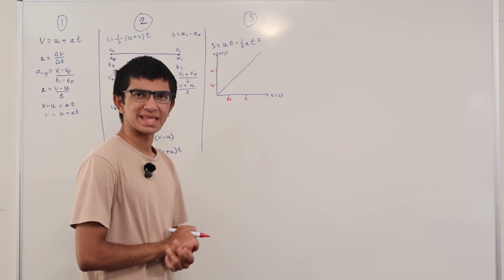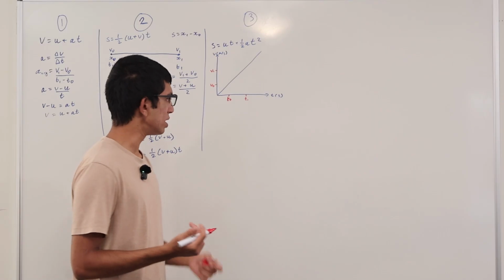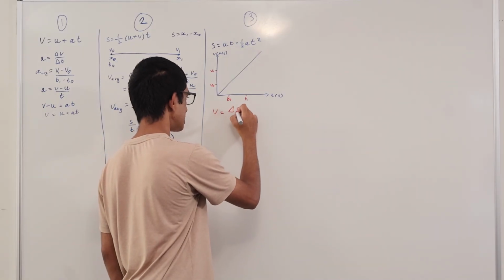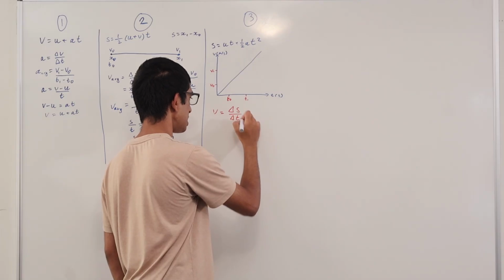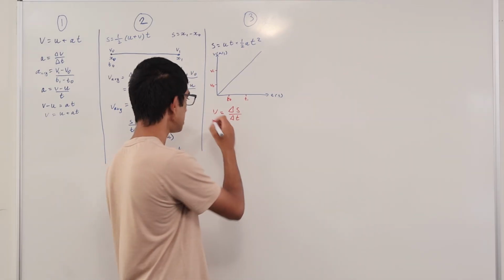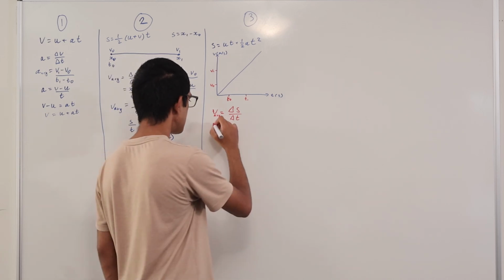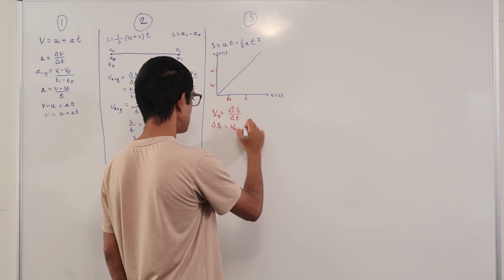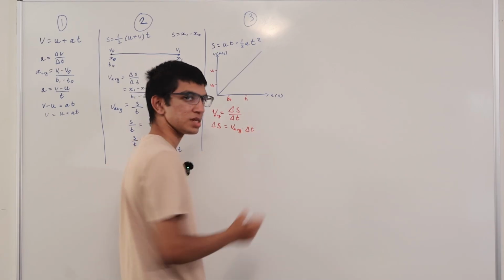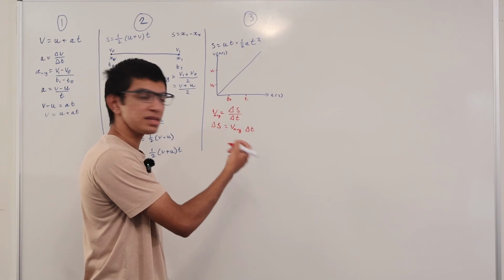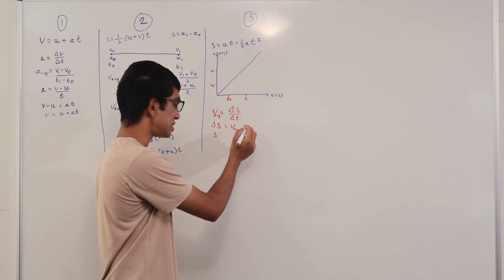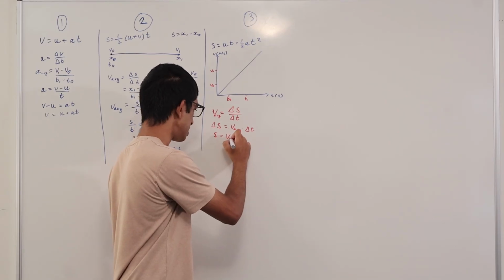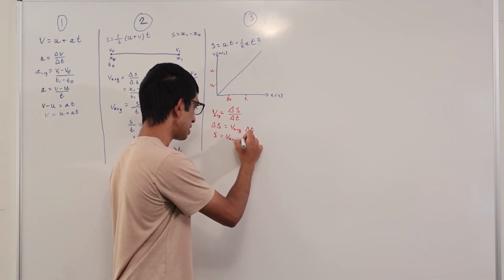But how can we relate this to displacement? Well, we know that velocity is change in displacement over change in time, or average velocity. So if you rearrange this, change in displacement is my average velocity times the change in time. And delta s is s, and delta t is just t. So we have v average times t.